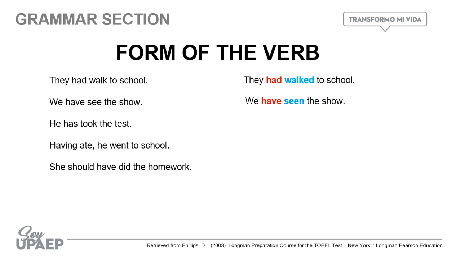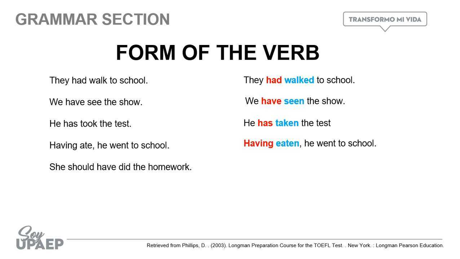In the third one, he has took the test. You cannot say he has took the test. You have to say he has taken the test because it's a present perfect sentence. So you don't need took, you need taken. In the fourth one, having ate, he went to school. You cannot say that. You have to say having eaten, he went to school. You need the past participle of the verb.